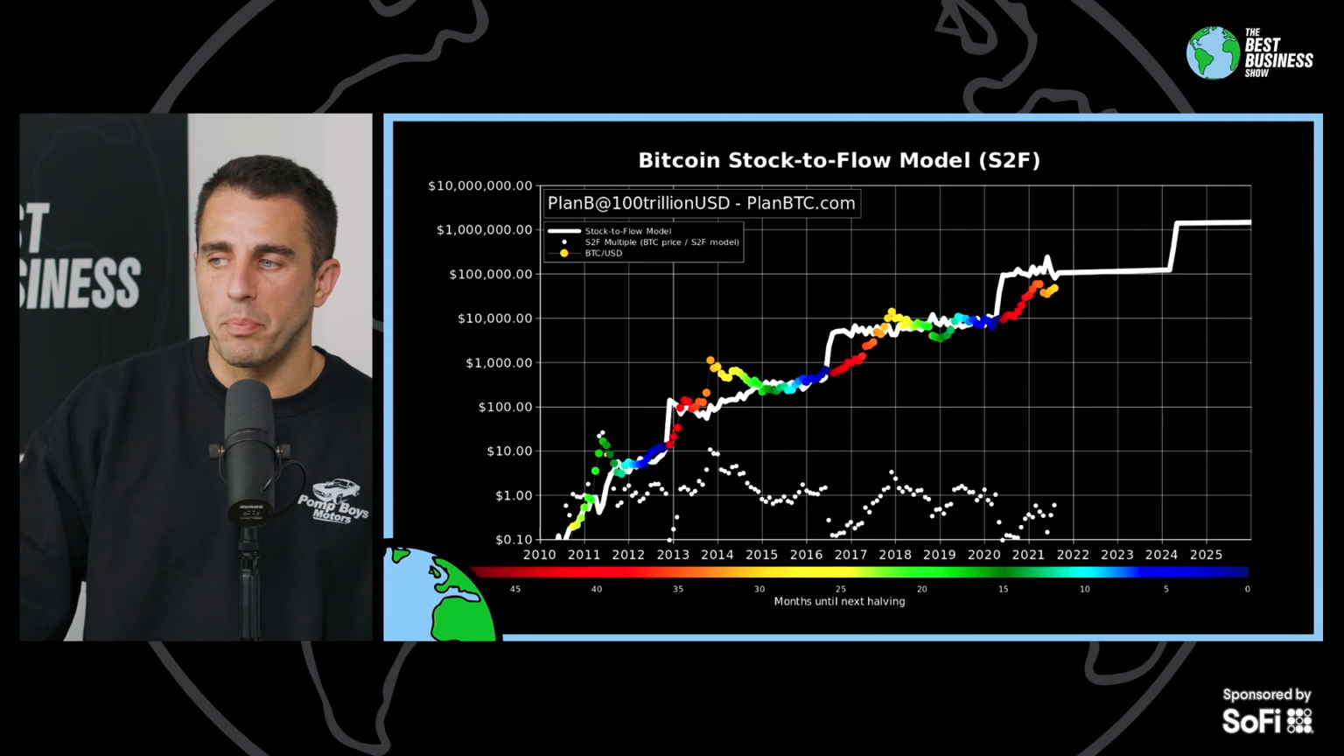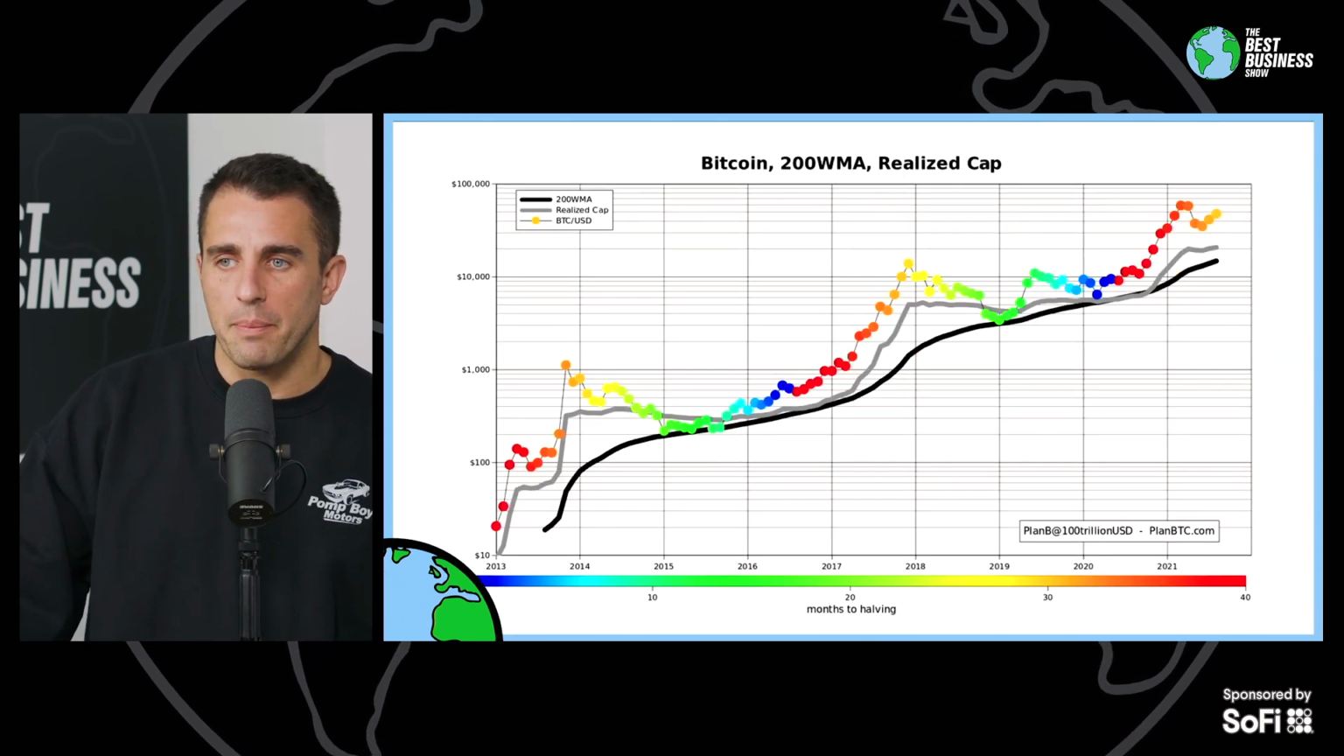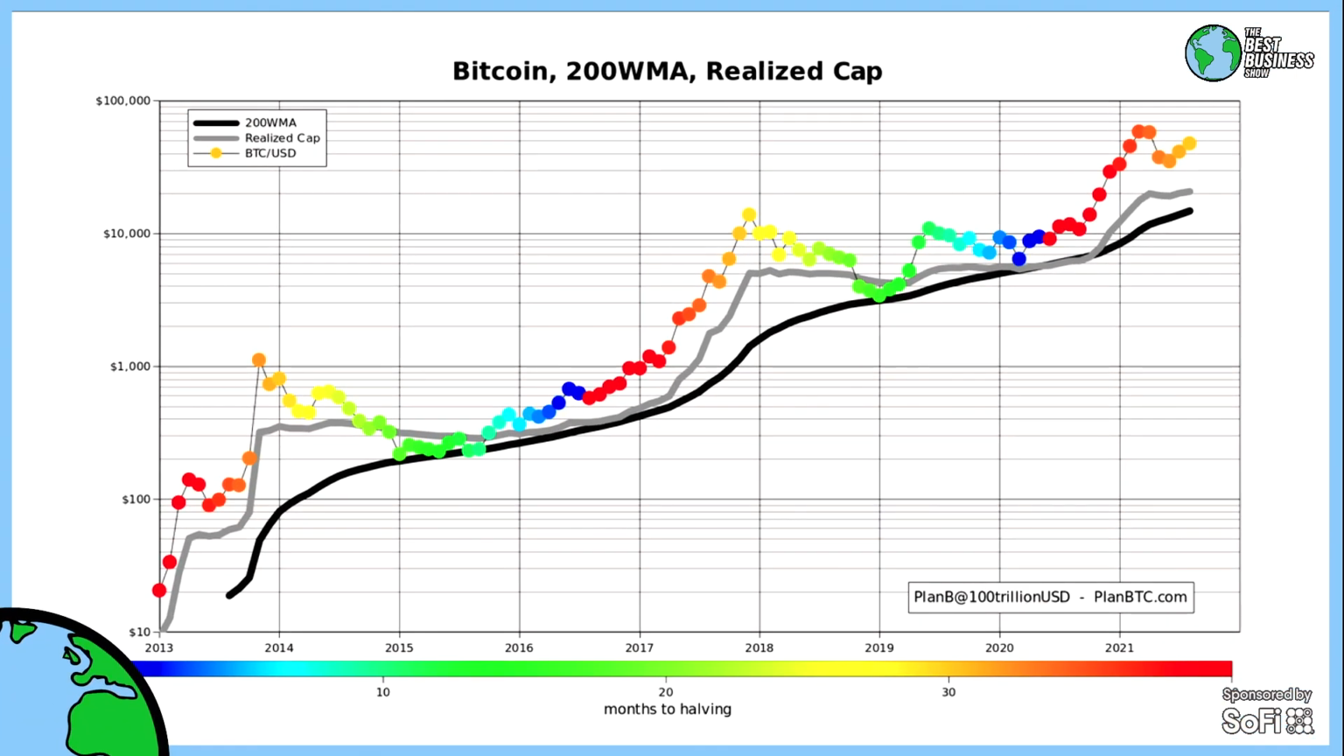Now, if we move to something that's a little bit more smoothed out, we can see there's a chart that shows the Bitcoin 200-day weekly moving average and also realized cap. And so if we blow this up a little bit, you can see the black line ends up being the 200-day weekly moving average. The gray line ends up being the realized cap. And then obviously the colored lines end up being the price.